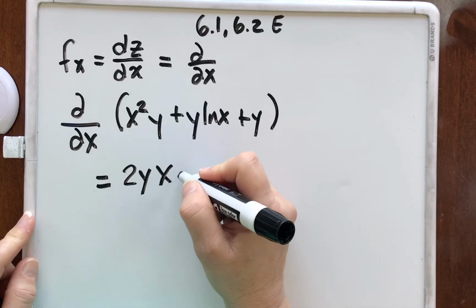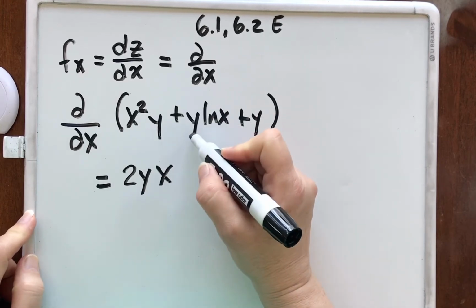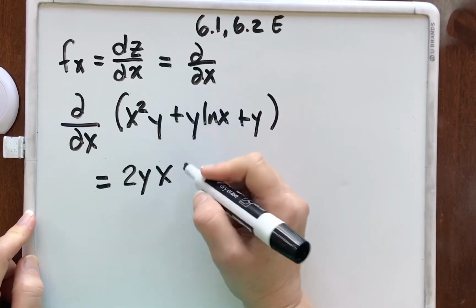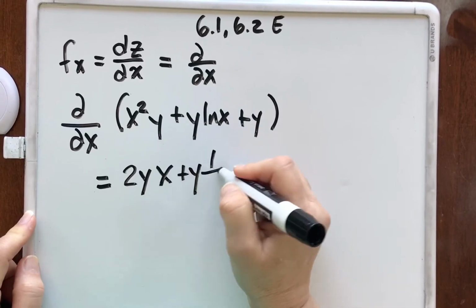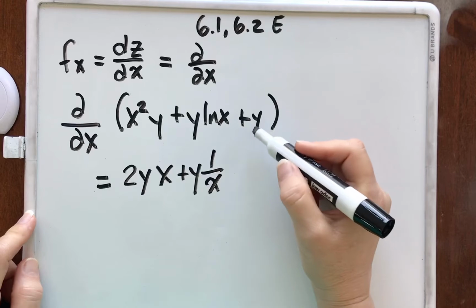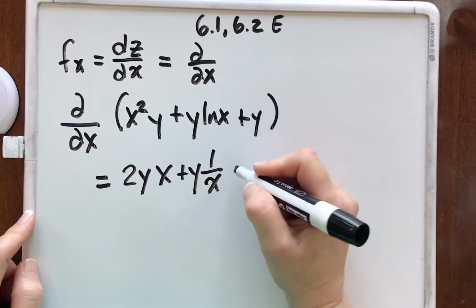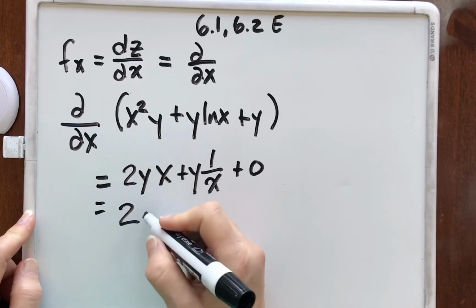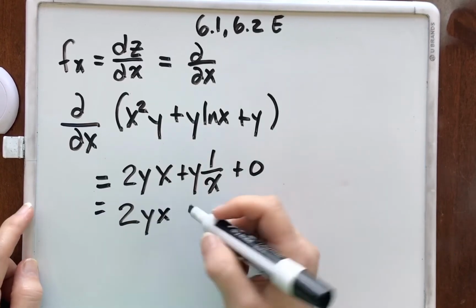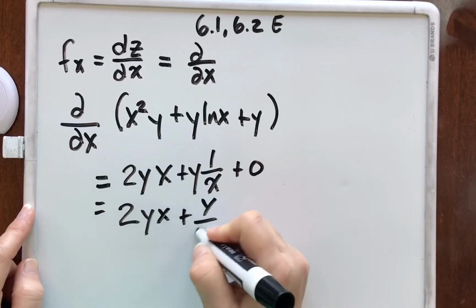Okay, next one. Y is constant. This is our variable, so we're going to keep our constant y and take the derivative of ln of x, which is 1 over x. Y is constant. The derivative of a constant is just 0. So our end result is 2yx or 2xy, doesn't matter, plus y over x.